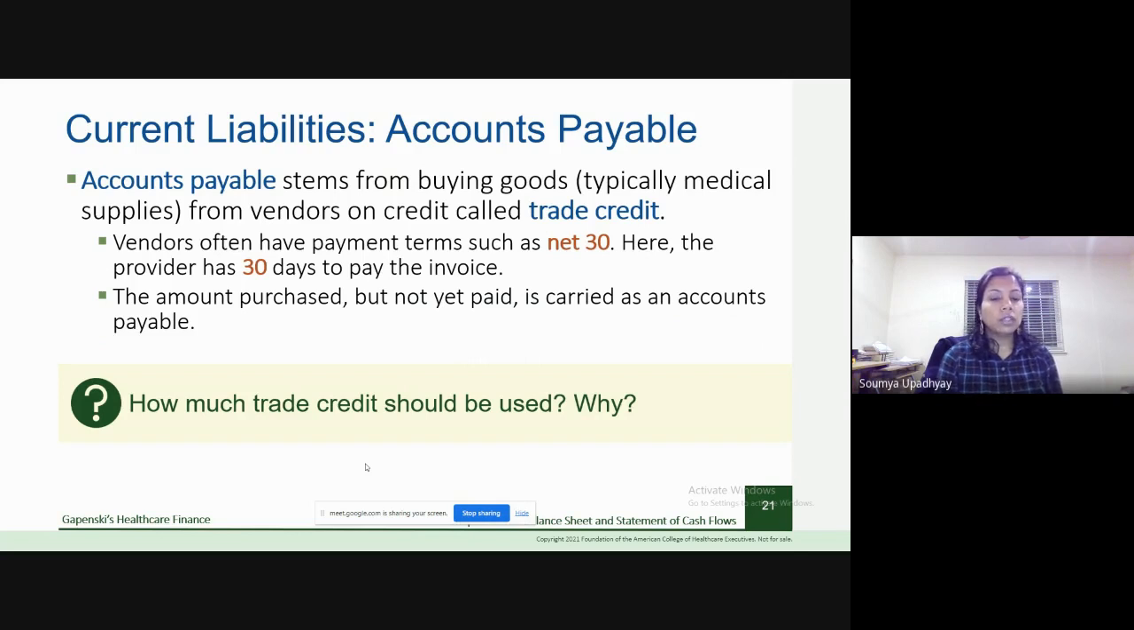So how much trade credit should be used? Trade credit is basically getting some supplies from your vendors on credit. So let's say a vendor came to your hospital and they said that we are delivering 1,000 gloves to you and you don't have to pay it today. You can pay it within 30 days. So how much trade credit of that kind should be used by hospitals and why?